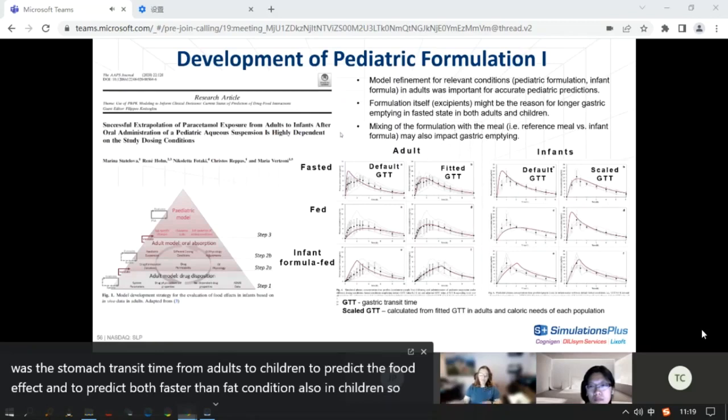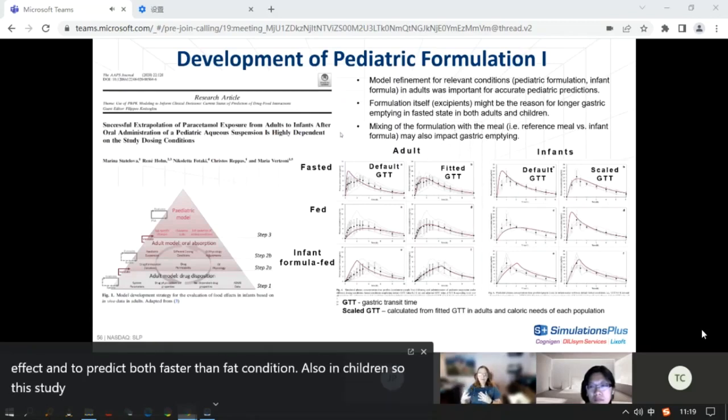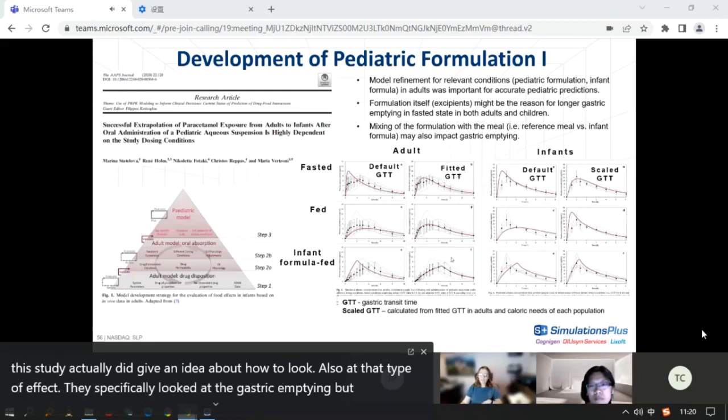So this study actually did give an idea about how to look also at that type of effect. They specifically looked at the gastric emptying, but a similar strategy could be used for other types of compounds.